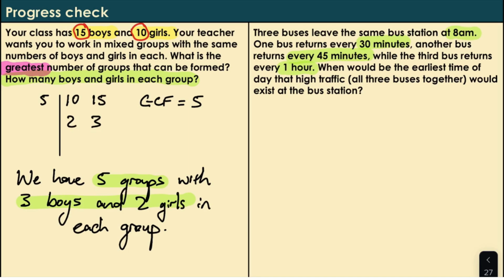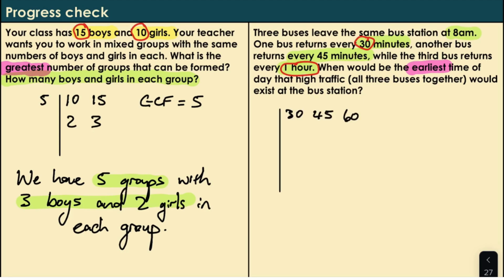Now we should consider the word clue earliest. That means we need to think of the lowest common multiple. Additionally, we can consider, will our answer be less than 30 minutes or more than 1 hour? Of course, it must be more than 1 hour that the 3 buses will meet together. So again, that confirms we're looking for the lowest common multiple.